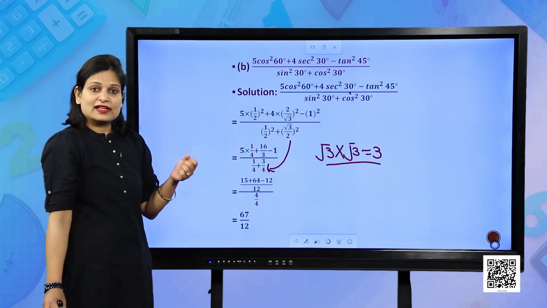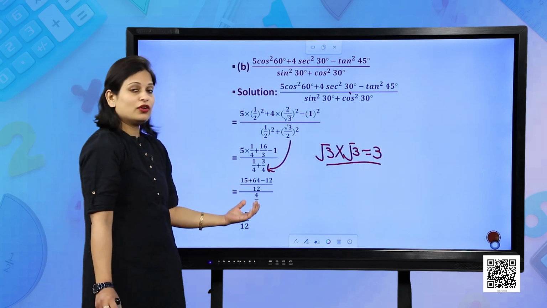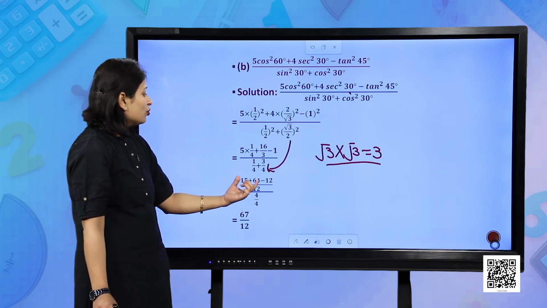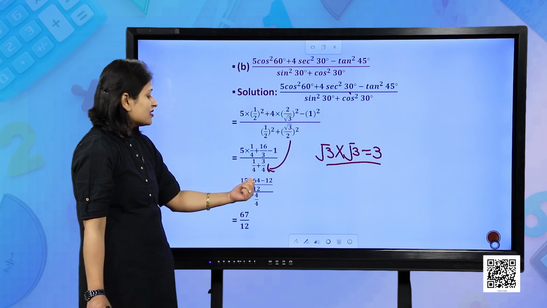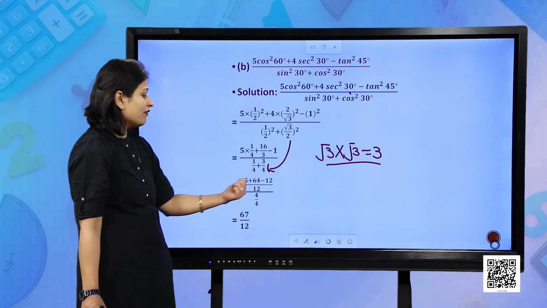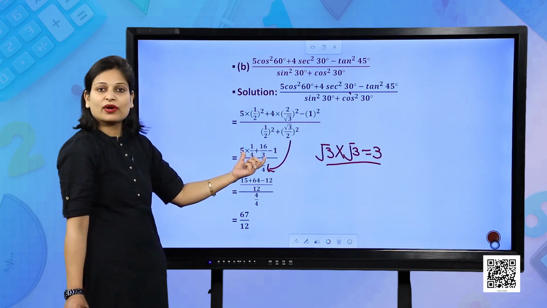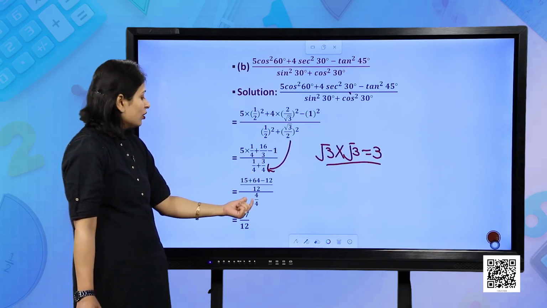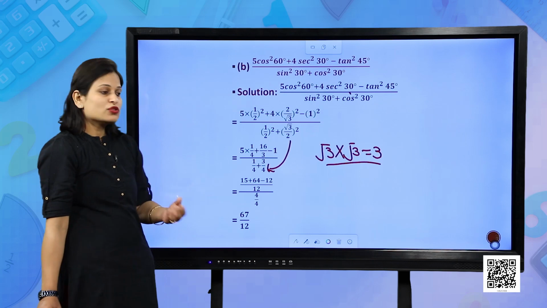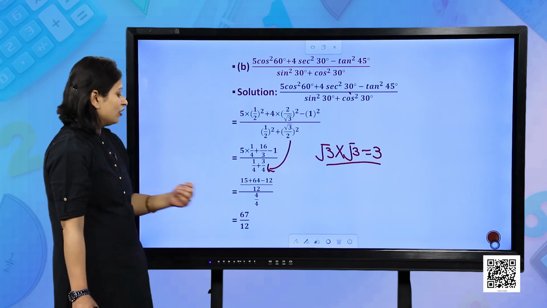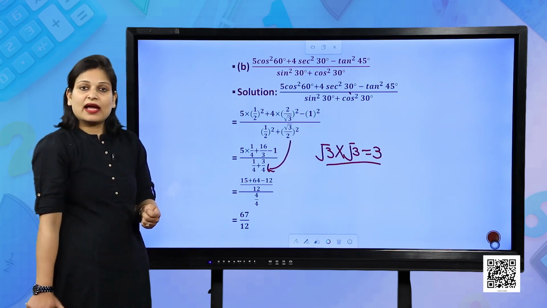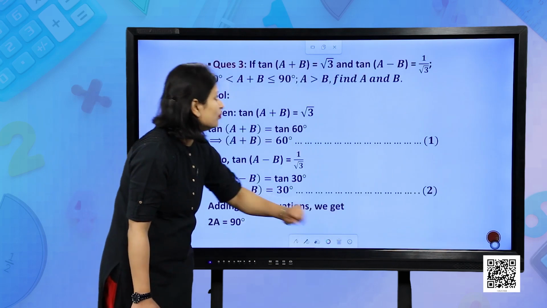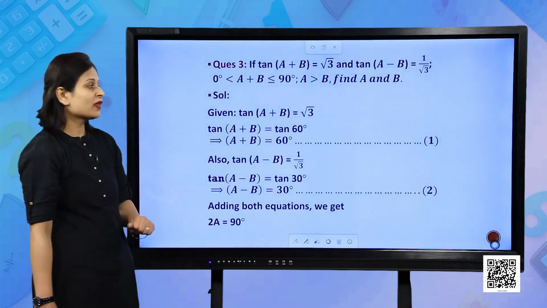Now, after taking LCM in the numerator and denominator separately, you will get 15 plus 64 minus 12 divided by 12, because LCM of 4 and 3 is 12. Here you have LCM as 4, you will get 4 upon 4. So, after solving you will get the value as 67 by 12. Now, let us move on to next question.